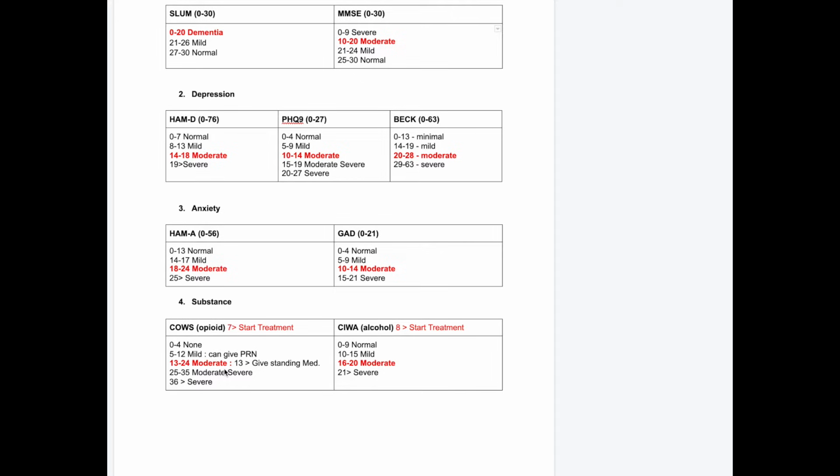So back to the category, the ranges. 13 to 24 is considered moderate, and anything greater than 13, you're going to give them a standing medication. 25 to 35 is considered moderately severe, and anything greater than 36 is considered severe, okay? That's for COWS, which is used for opioid withdrawal. CIWA is used for alcohol withdrawal, and remember, anything greater than 8, you want to start a treatment. So 0 to 9 is considered normal, but even though 0 to 9 is normal, 8 and greater is when you want to start the treatment on these people. 10 to 15 is mild, 16 to 20 is moderate, and anything greater than 21 is considered severe.